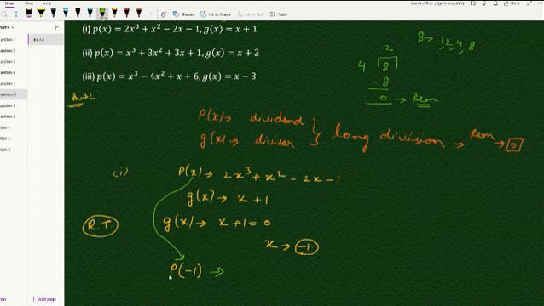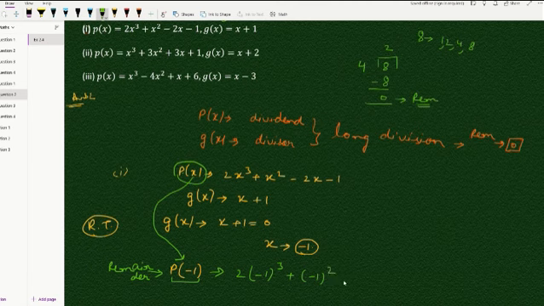As soon as I have replaced this value of x by minus 1, this polynomial has converted into the form of a remainder. See, as long as it has x, it is a polynomial in variable x. As soon as I replaced x with minus 1, it has become a remainder instantly. So p of minus 1 will be 2 times (minus 1) raised to power 3 plus (minus 1) raised to power 2 minus 2 into minus 1 minus 1.